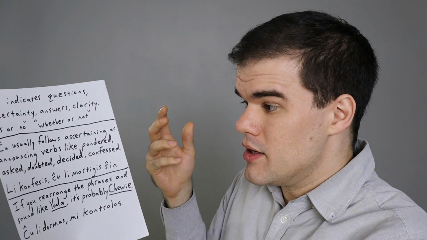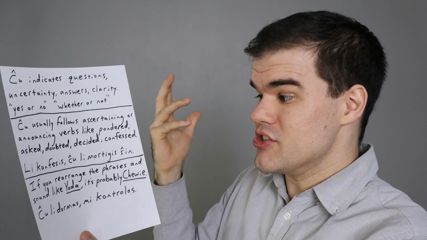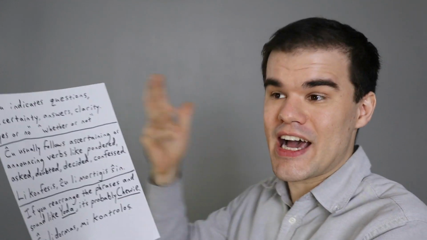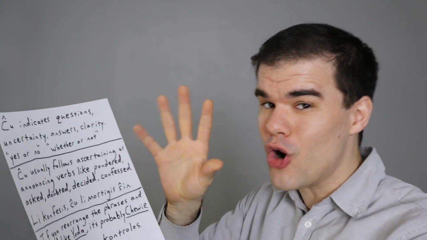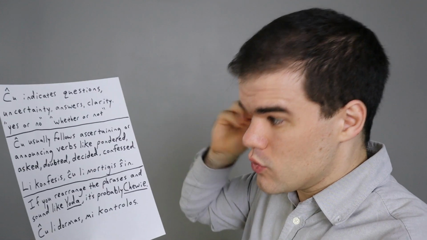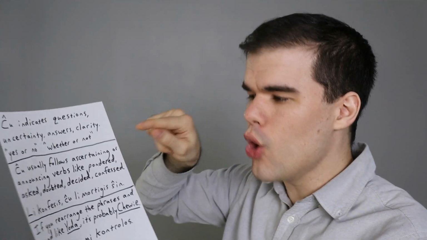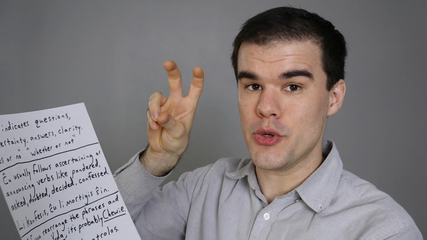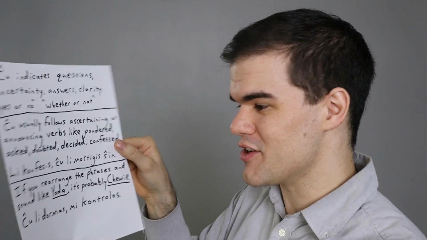And you could say, mi dubas chu li mortigis shin. I doubt whether or not he killed him. It's something where you have a doubt between the two options. This is only for yes or no, true or false sort of questions here. So if you have a verb like this, you're almost always going to be dealing with a chu phrase, or as I like to call them, a chewy phrase. And here's why I like to call it a chewy phrase.